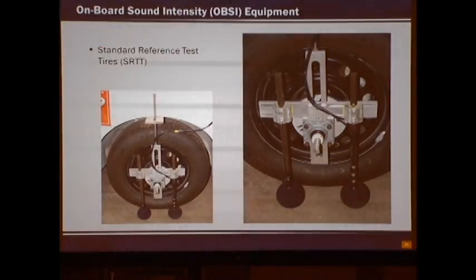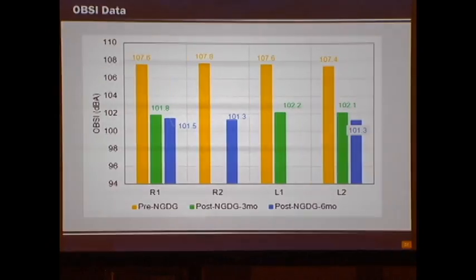So the onboard sound intensity equipment that we use to measure the sound is what you see here. We had standard reference test tires, and we used a dual microphone system. Now, our analyzer for the dual microphone system actually analyzes one microphone at a time. So you can see the wire that goes down to the right microphone is the microphone that we use to record the sound in this instance.